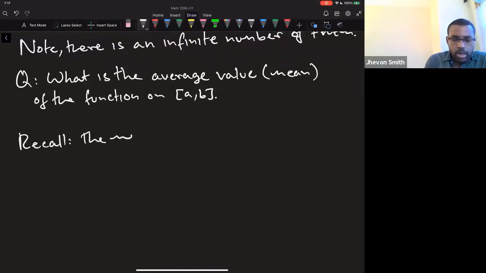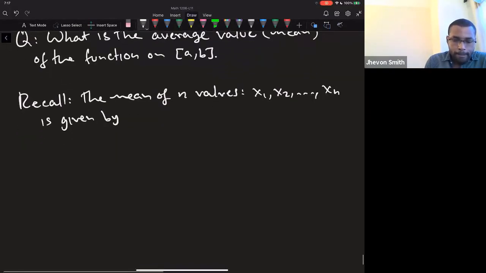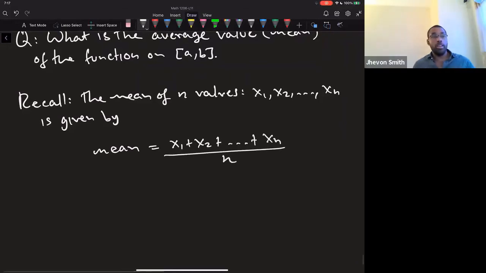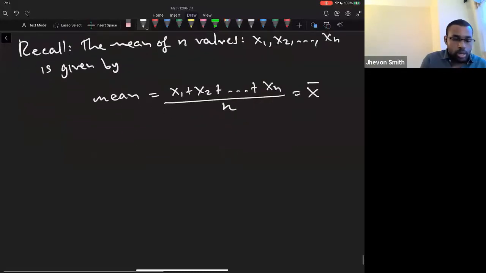The mean of n values, say x1, x2, all the way up to xn, is given by you add all of them together, and then you divide by the number of them that there are, right? So that is the mean, right? Oftentimes we call this x bar, right? So in a statistics context.